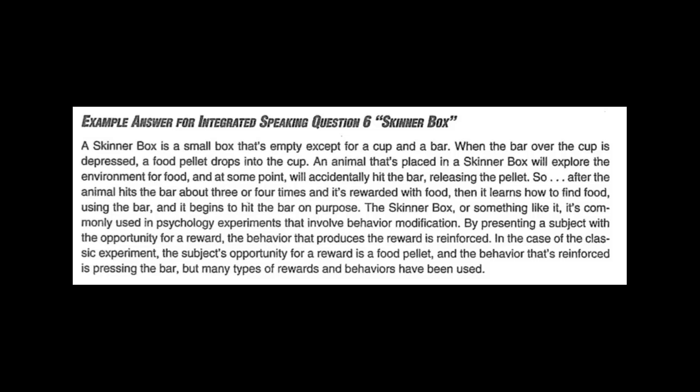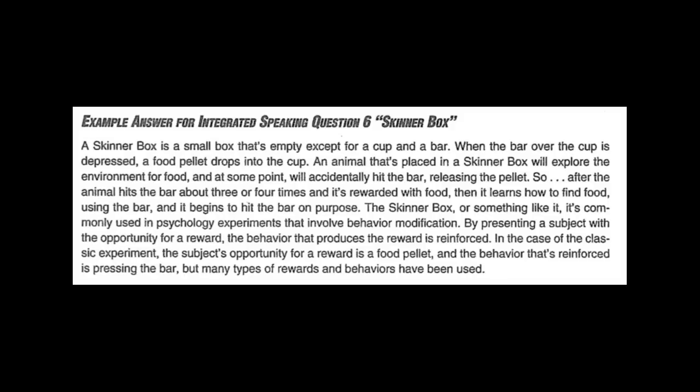Example answer for integrated speaking question 6. Skinner box. A Skinner box is a small box that's empty except for a cup and a bar. When the bar over the cup's depressed, a food pellet drops into the cup. An animal that's placed in a Skinner box will explore the environment for food and at some point will accidentally hit the bar, releasing the pellet.